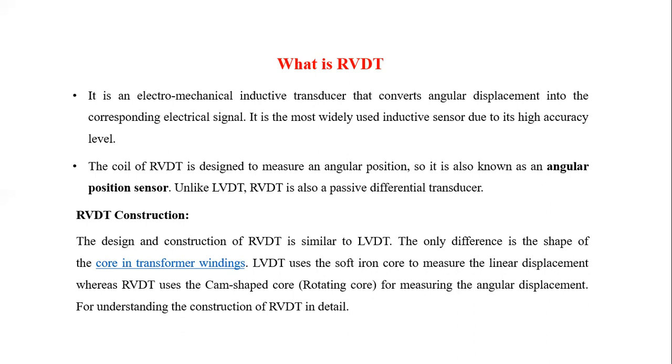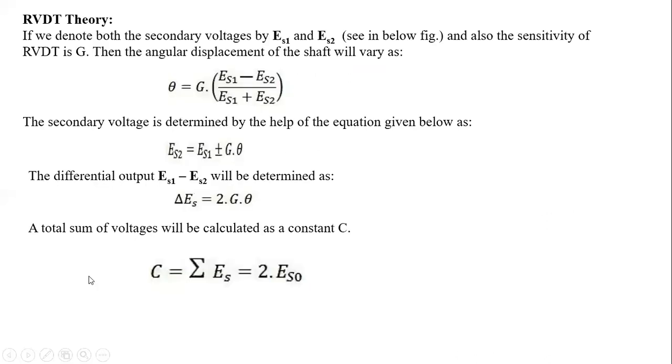So, the RVDT construction. The construction of RVDT is similar to the LVDT, but the only difference is the shape of the core. In LVDT, the core is a soft iron core, but in the RVDT, a cam-shaped or rotating core is used for measuring the angular displacement. It is the only difference in the construction of LVDT and RVDT.